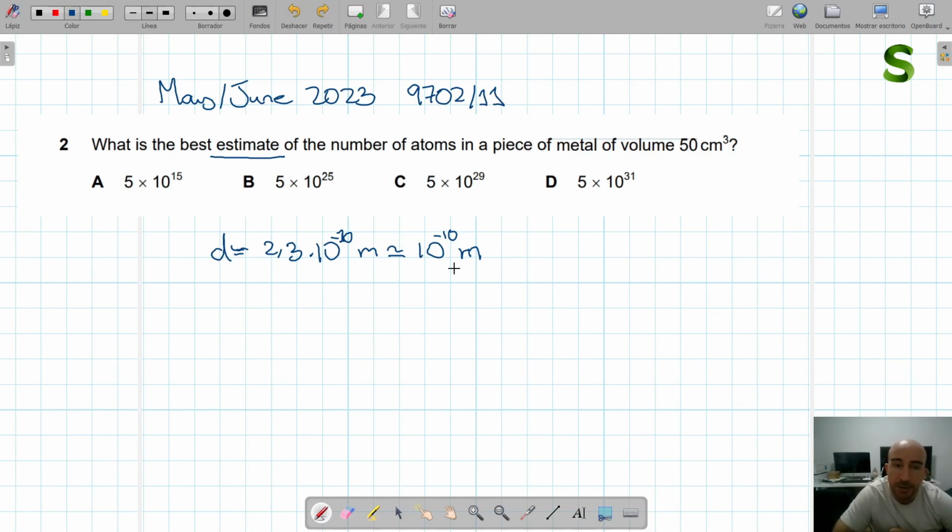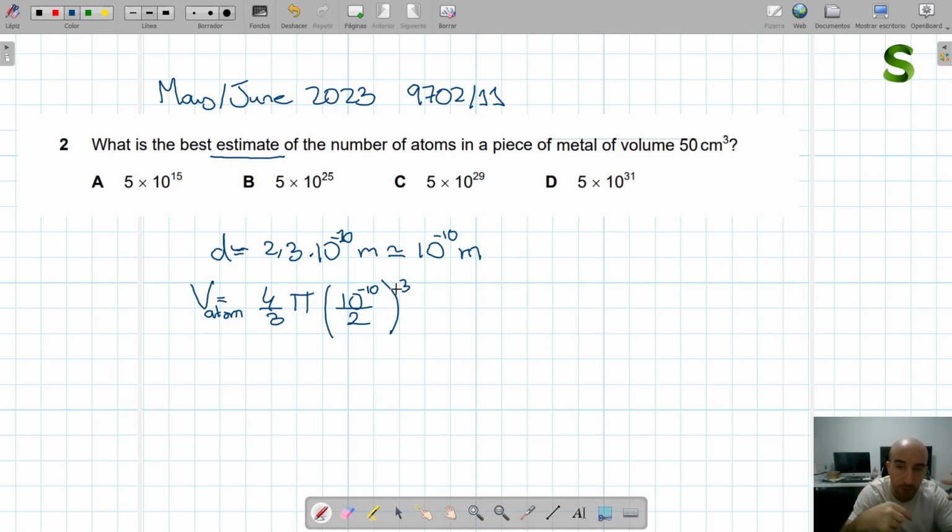The next thing we're going to do is we're going to consider the atom a sphere. We know it's not really like that, but again, it's an estimate. So the volume of a sphere is 4/3 pi r to the power of 3. R is the diameter divided by 2, so we're going to do 10 to the power of minus 10 divided by 2, and that's to the power of 3. Okay? So we now have the volume of the complete piece of metal and the volume of one atom.